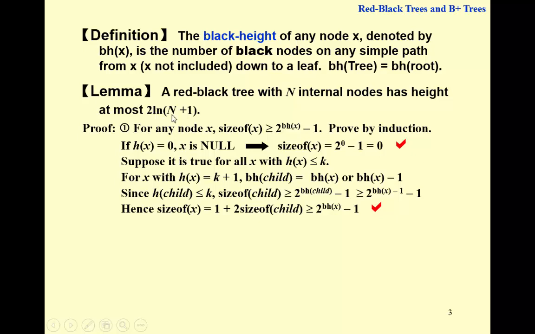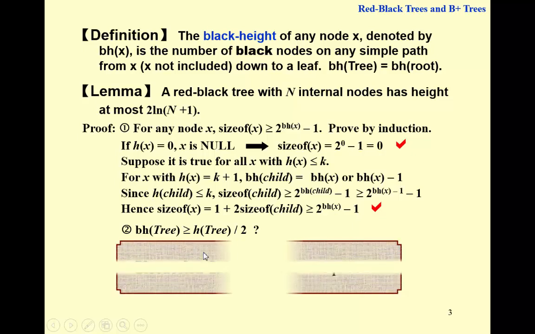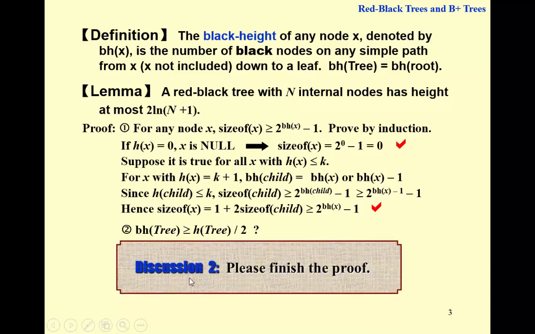So that's where we see log of n plus 1. We take log to both sides and get log of n plus 1 is greater than or equal to the black height of the tree. So next to be proved is this. If we can prove that the black height of the tree is greater than or equal to the height of the tree divided by 2, then we can obtain this conclusion. Now here comes your second discussion question. Please finish the proof.